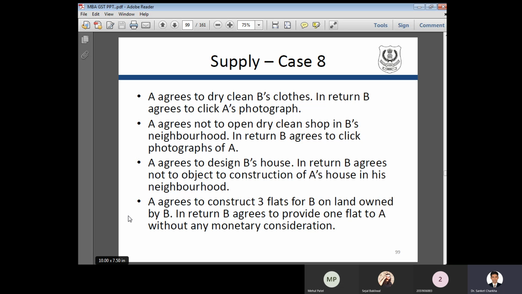Now all three will tell one each. First thing, A agrees to dry clean B's clothes and in return B agrees to click A's photograph. Is it a supply? Sejal.